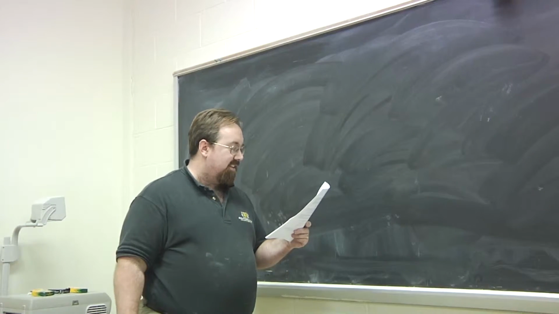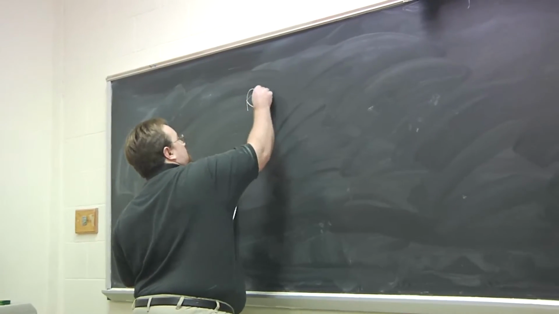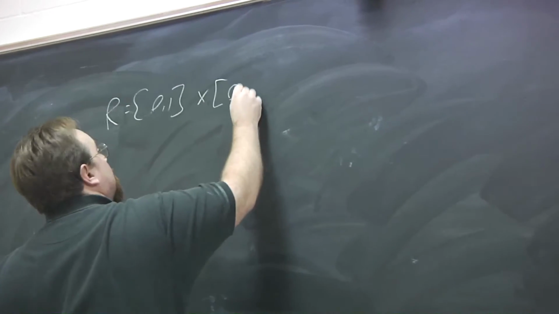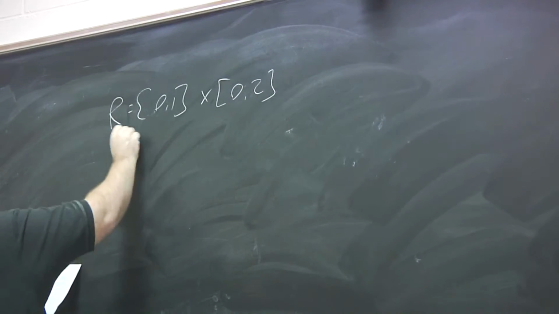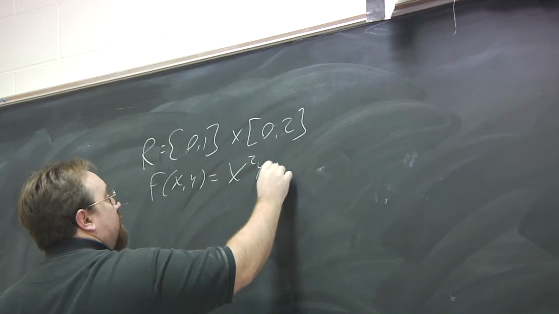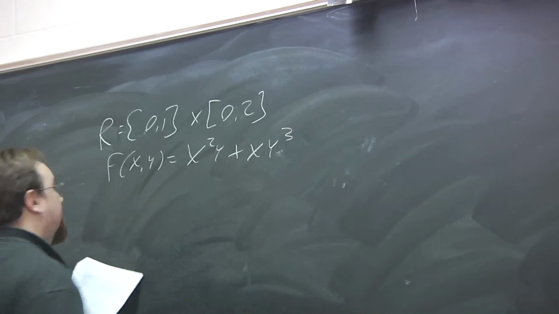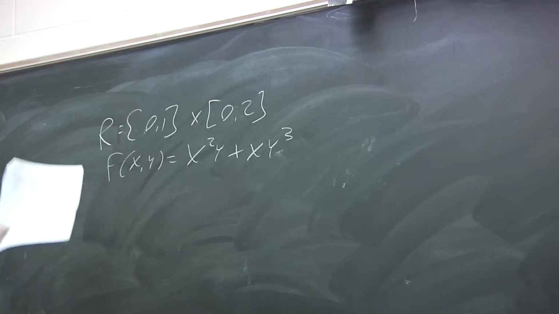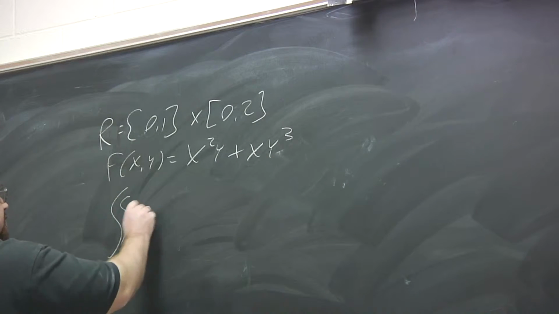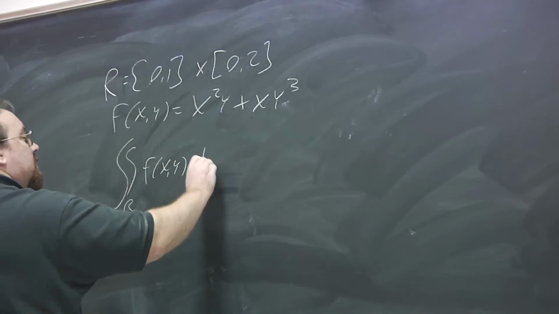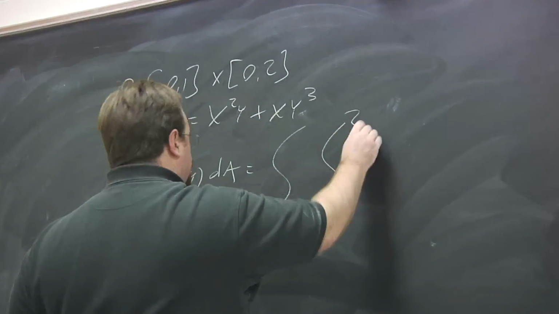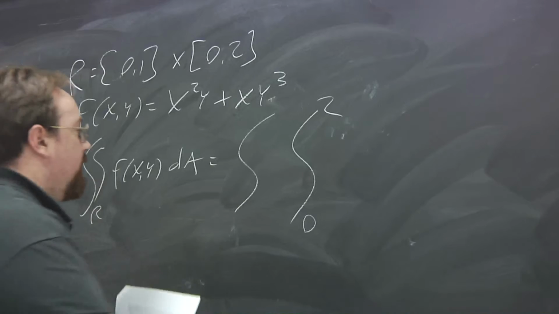Okay. So let's let R be this rectangle. So x goes from 0 to 1, y goes from 0 to 2, and our function is x squared y plus x y cubed. So now we're going to integrate this over the rectangle using Fubini's theorem. So we'll do integrating along the y direction first, and then with respect to x.